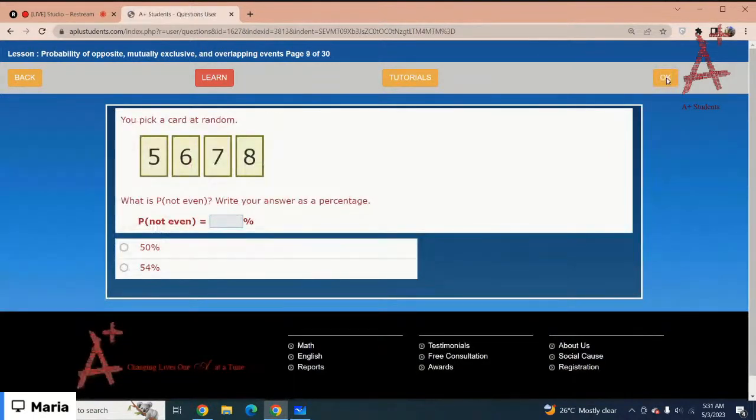Okay, you pick a card at random. What is the probability of not even? Not even means odd. You have two odd numbers. Out of the 4 cards, you have 2 odd numbers, 2 odd, 2 even. It would be 50%.